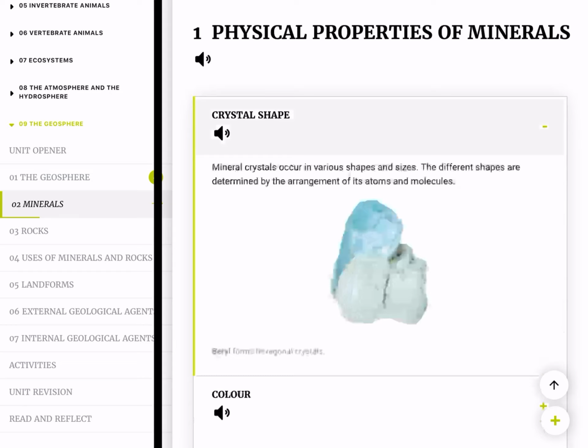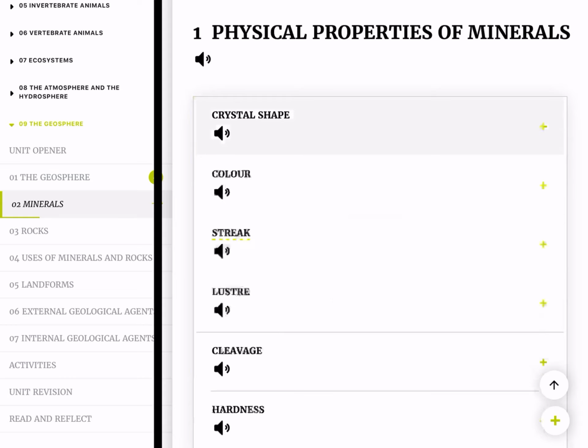I have explained before, mineral crystals occur in various shapes and sizes. And sometimes some minerals present a very specific crystal shape. For example, beryl always forms hexagonal crystals, like in the picture.